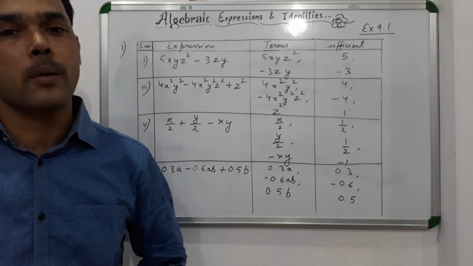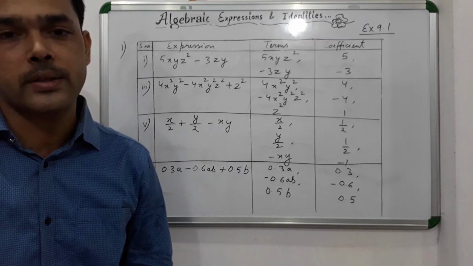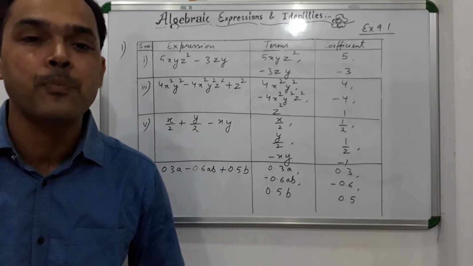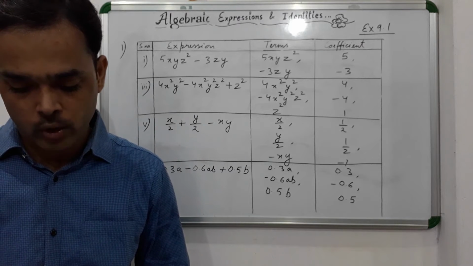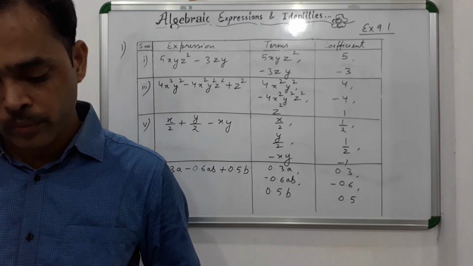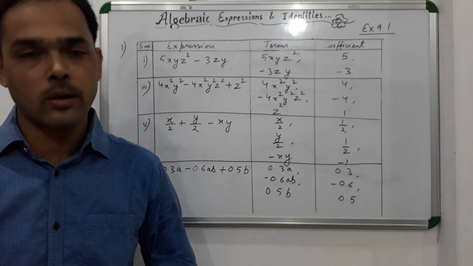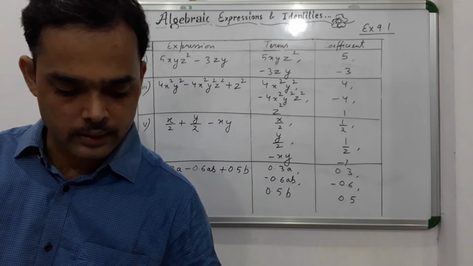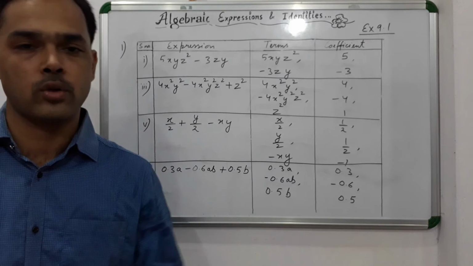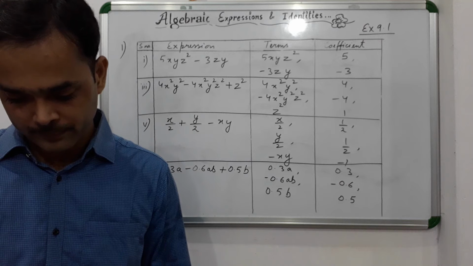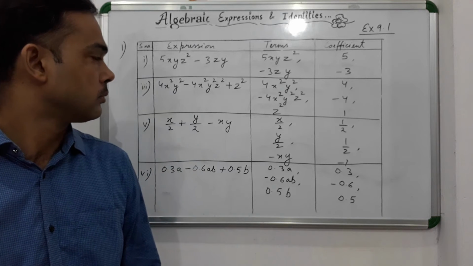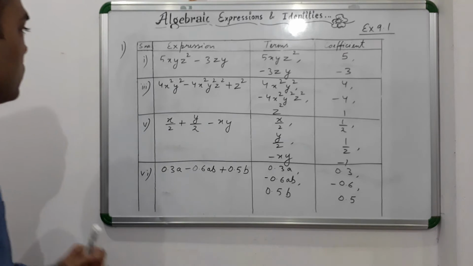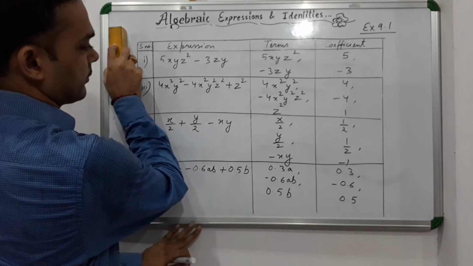Now, after question number 1, let's do question number 2, in which it is mentioned: classify the following polynomials as monomials, binomials, trinomials. Which polynomials do not fit in any of these three categories? It means that if there are more than 3 terms, then we obviously have to write polynomial. So now let me erase this and move on to question number 2.